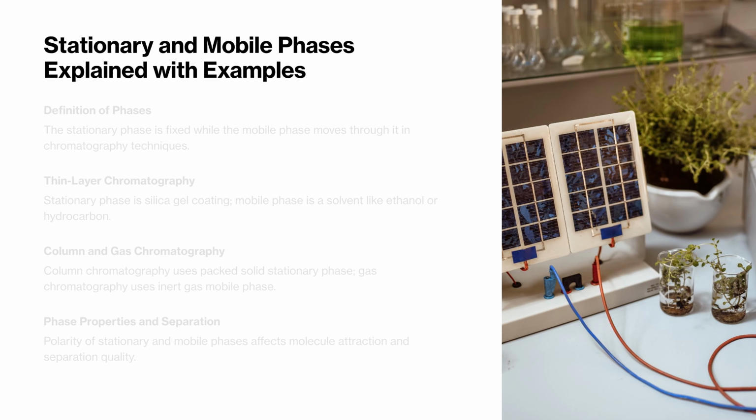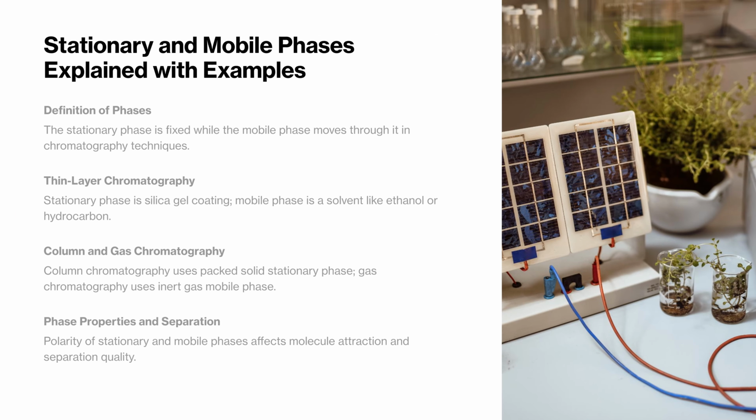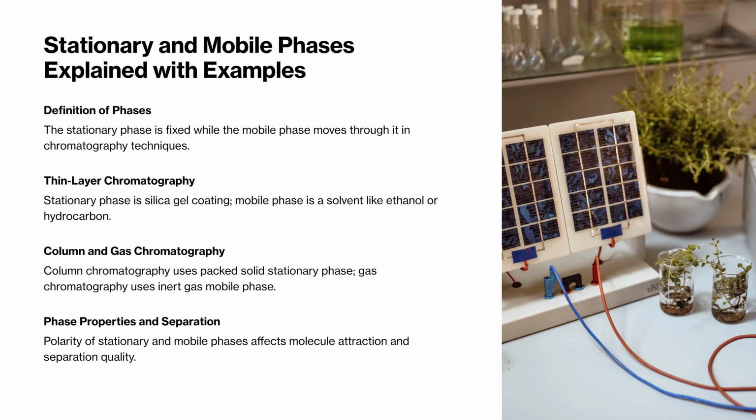In chromatography, the stationary phase is the material that remains fixed in place, while the mobile phase is the fluid that moves through or across it. The stationary phase can be a solid, such as silica or alumina, or a liquid supported on a solid surface. The mobile phase can be a liquid solvent or an inert gas, depending on the technique used. In thin-layer chromatography, the stationary phase is a thin coating of silica gel on a plate, and the mobile phase is a suitable solvent such as ethanol or a hydrocarbon.